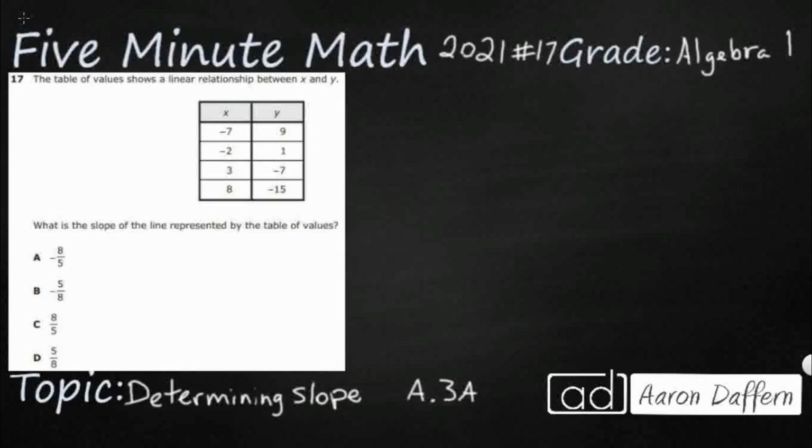Today we are looking at the Algebra 1 concept of determining slope. This is standard A.3A in the great state of Texas, and we are using item number 17 off the 2021 released STAAR test. If you haven't done so already, please go ahead and take a moment to pause the video, work this problem out on your own, unpause it, and we will look at our answers together.